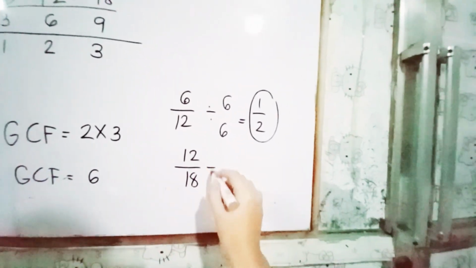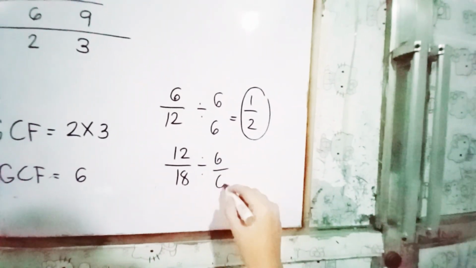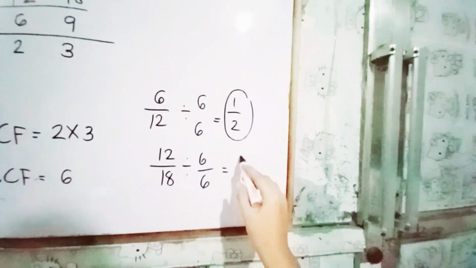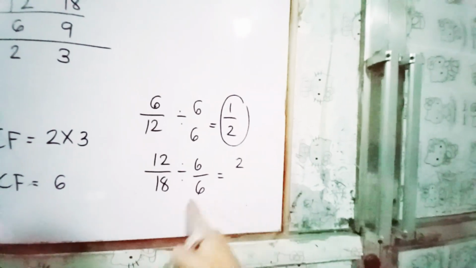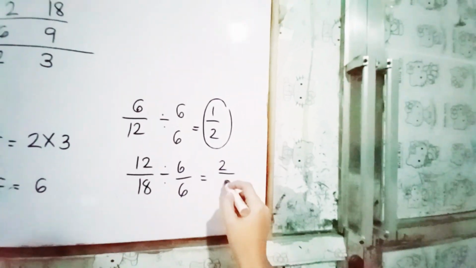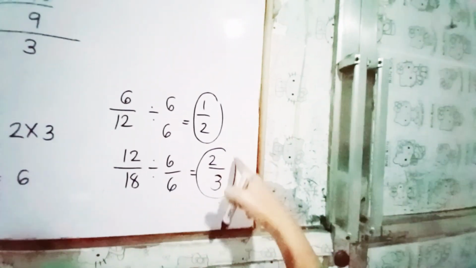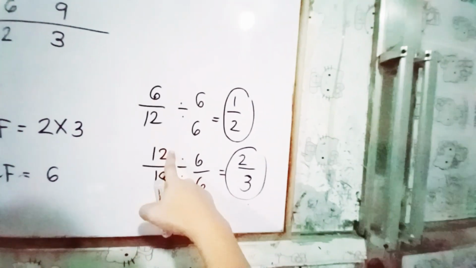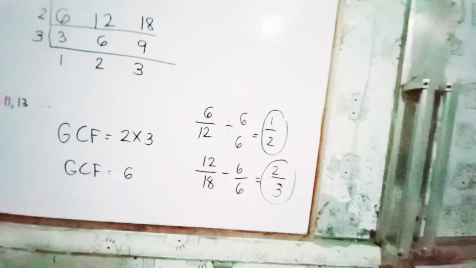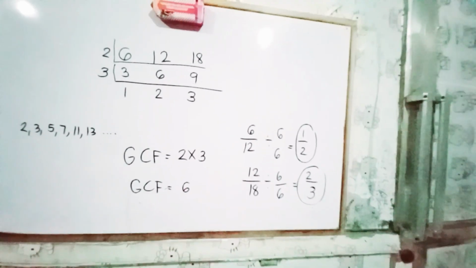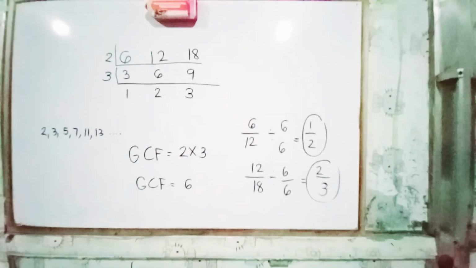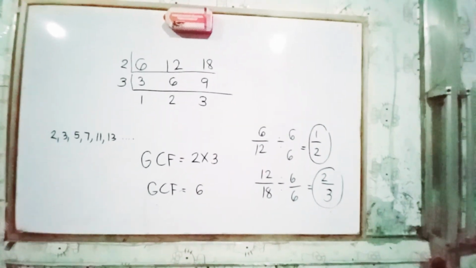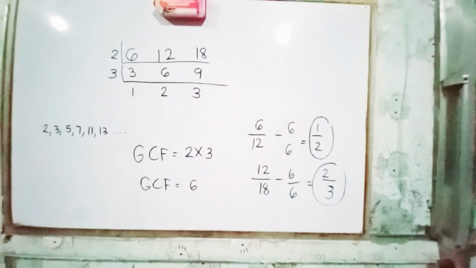So divide. 12 divided by 6 is 2. 18 divided by 6 is 3. So 2/3 is the lowest term of 12 over 18. See, that's the use of GCF. It's very useful. Another use of GCF is when you use the cancellation method in multiplying fractions.